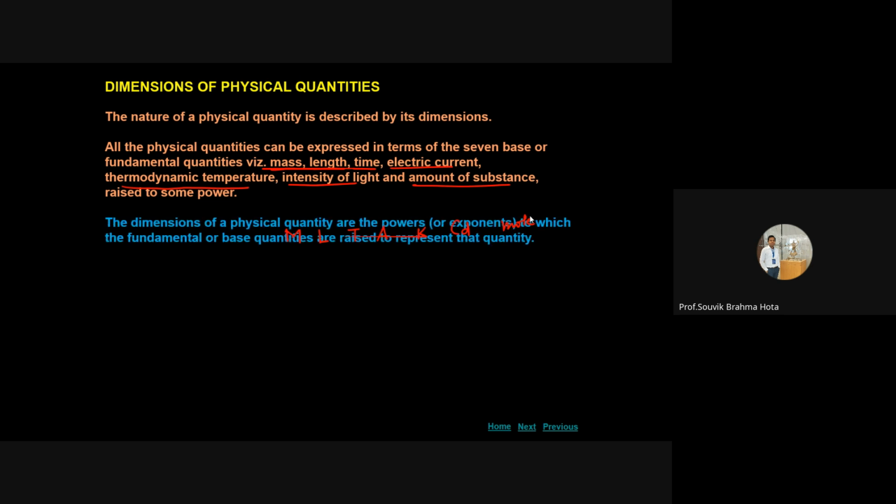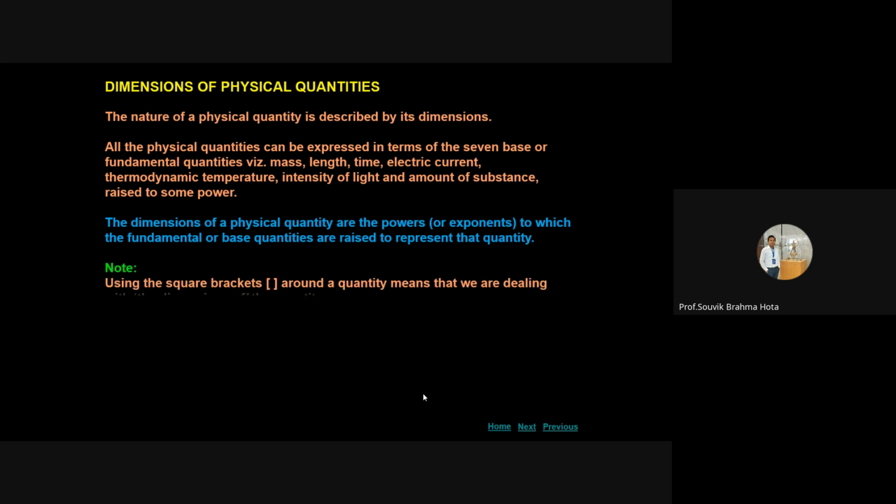Now you see, the dimensions of a physical quantity are the powers or exponents to which the fundamental or base quantities are raised to represent the quantity. Another thing you should remember: if you represent a dimension, you should use a square bracket. This is the square bracket. If it is mass, it should be represented like this.